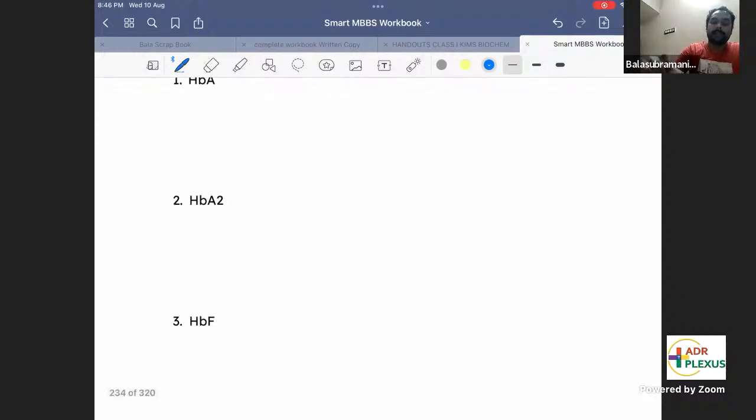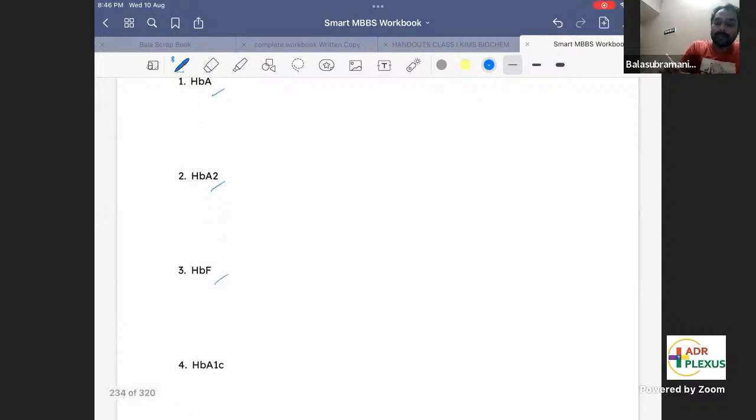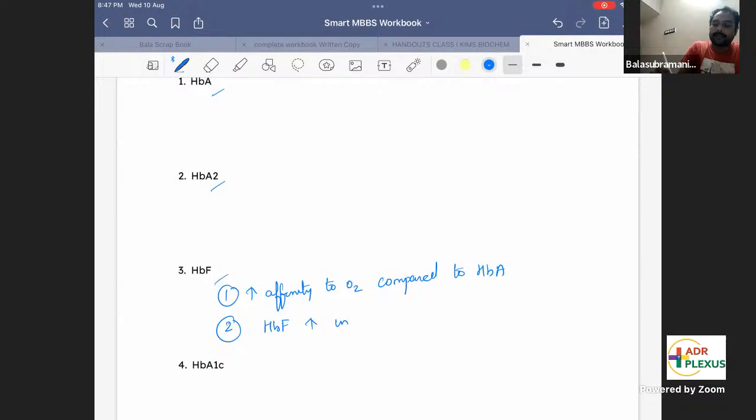Now I have taught you about the HbA. I have taught about the HbA2, HbF. Only one point: HbF has increased affinity to oxygen compared to HbA. That is one point. Point number two, HbF is increased in a disease called thalassemia.